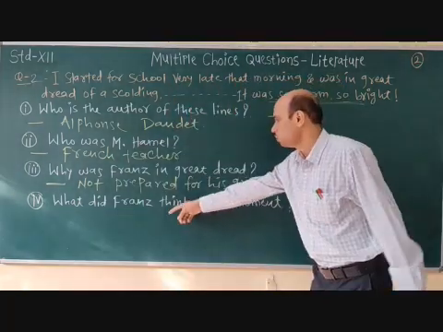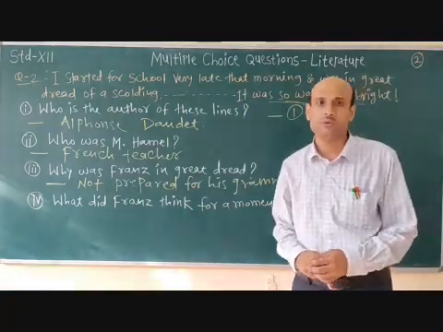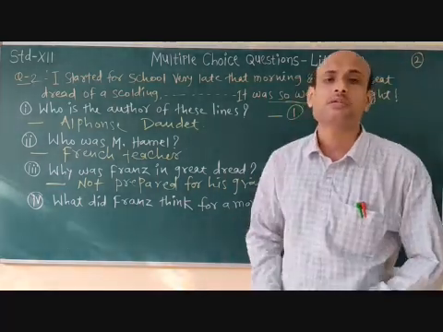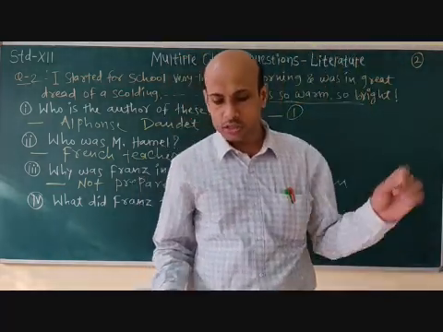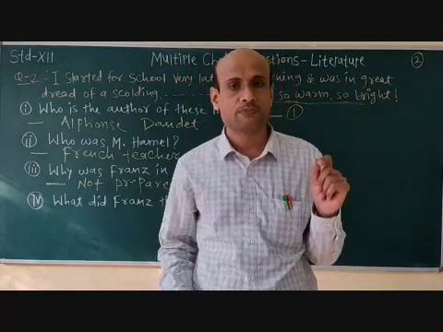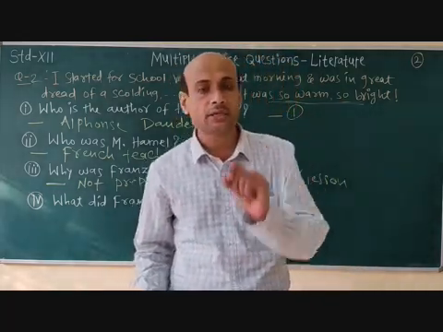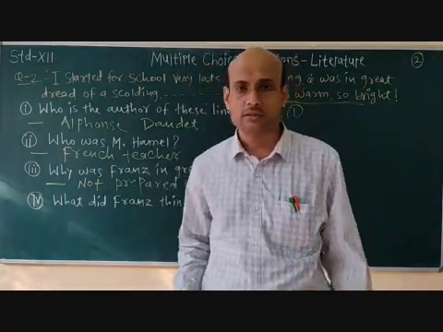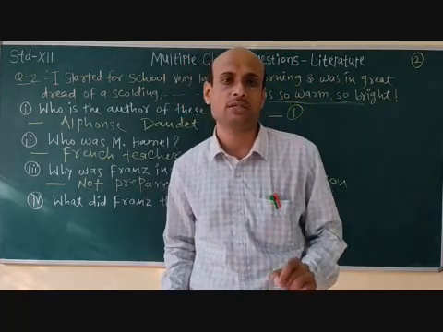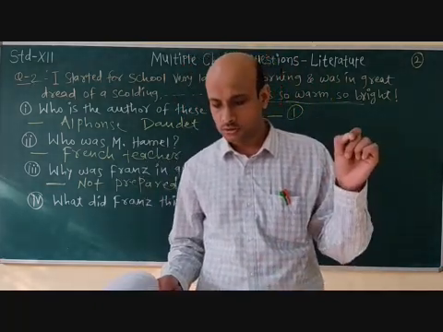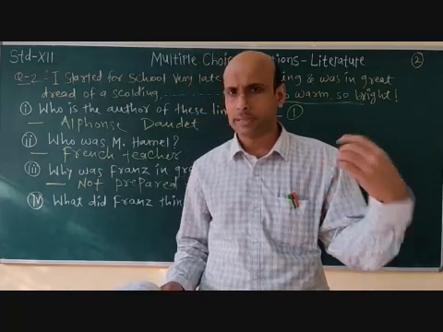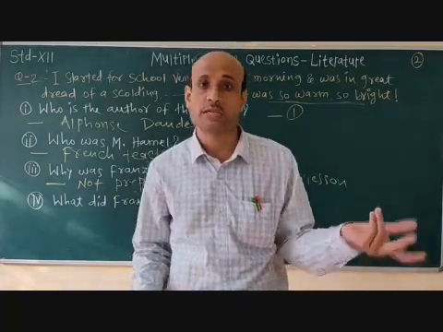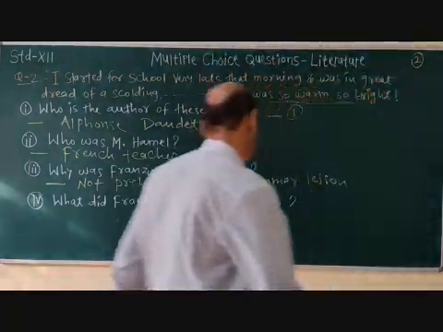Now the last question: what did Franz think for a moment when he was going to school that time? What did he think for a moment? And the options are: teaching a lesson to his teacher, first option. Second option, pranking the principal. Third, bunking the class. And the fourth, joining the civil movement. What do you think? And the correct option is bunking the class.